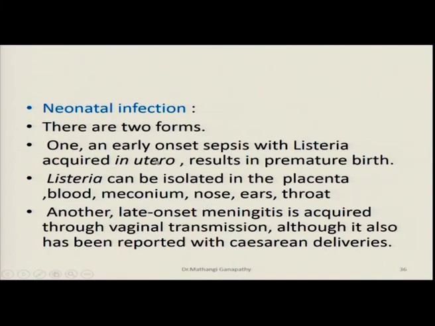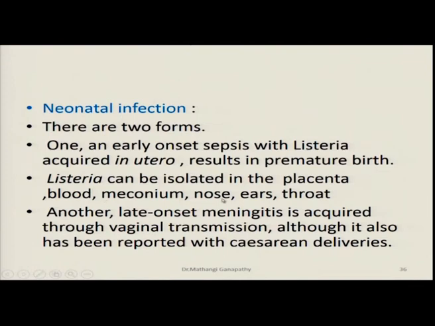Neonatal infection. Here also there are 2 forms. One, early onset sepsis with listeria acquired in utero. So if the mother was infected and the symptoms manifested in the third trimester, the child would be born preterm, a premature birth. Then the listeria can be isolated from the placenta, blood, meconium, nose, ears, and throat.